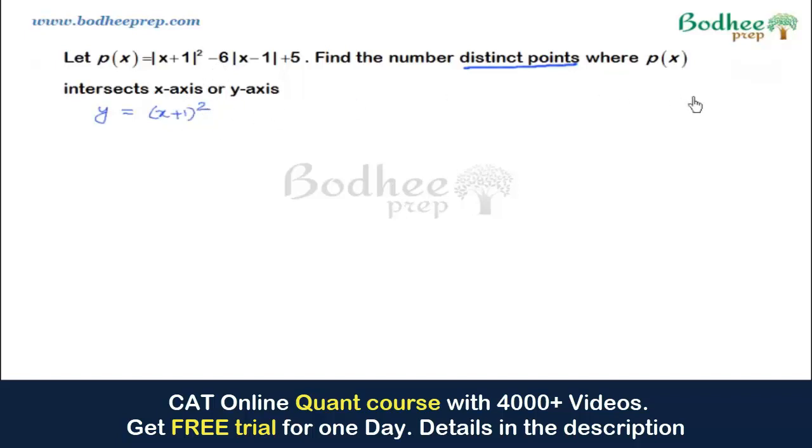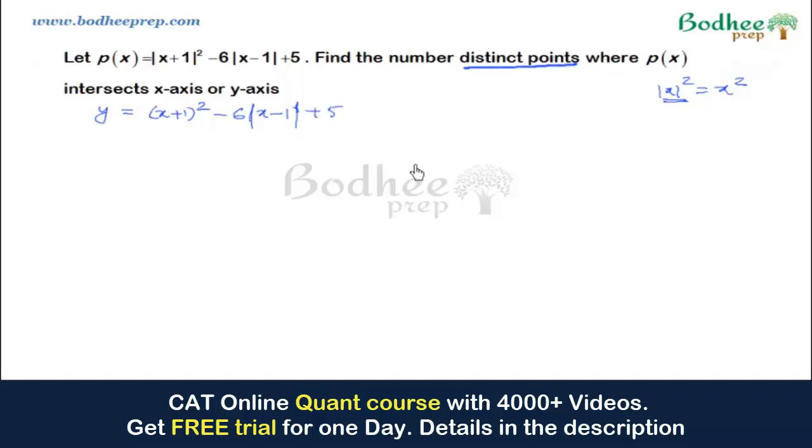It doesn't matter, right? Because mod of x whole square is as good as x square, because the basic objective is to keep the value positive, and we know that x square will always be positive whether x is positive or negative. And the next thing is minus 6 mod of (x minus 1), plus 5.